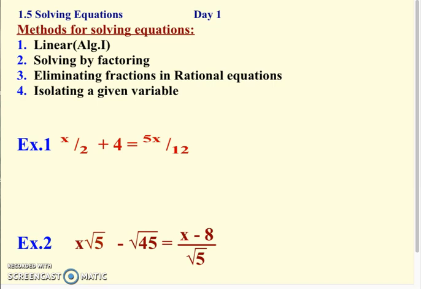So here's sort of a short list of methods. This is going to be a fairly short video compared to the 1.2, 1.4 material. We're going to run because we're doing half today, half another day. Linear, so Algebra 1 style solving. So just like remembering some basic Algebra 1 process. Solving by factoring, eliminating fractions in rational equations, how you deal with that.